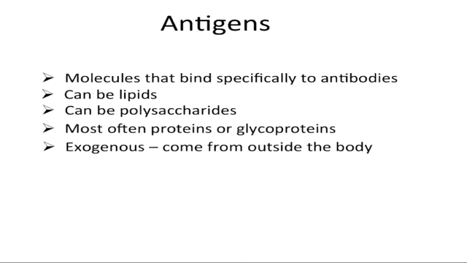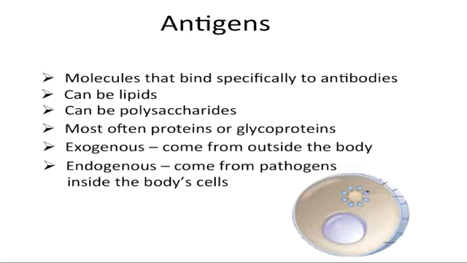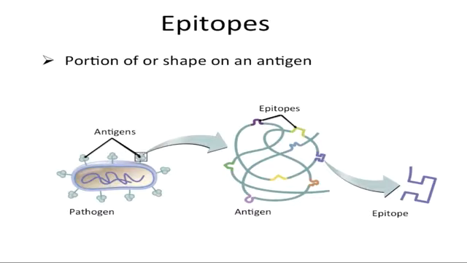Exogenous antigens are from outside the body and its cells. These include toxins, secretions, and parts of bacteria, fungi, viruses, and other microbes. Endogenous antigens come from inside the body's cells, including intracellular pathogens such as viruses. An epitope, also known as an antigenic determinant, is a specific portion of or shape on an antigen.